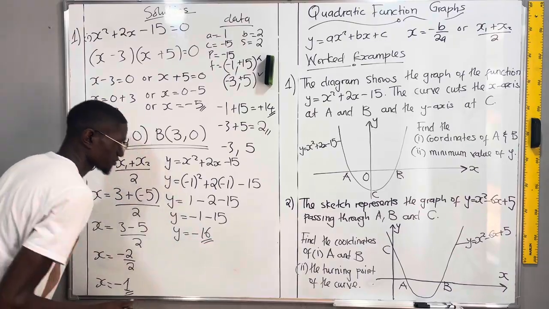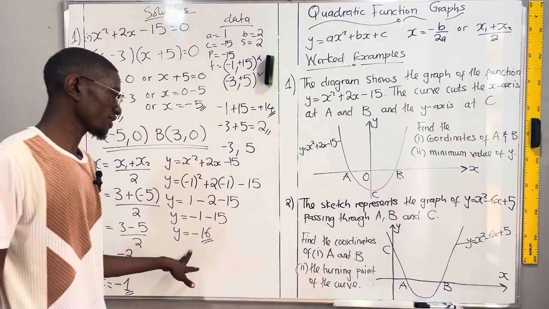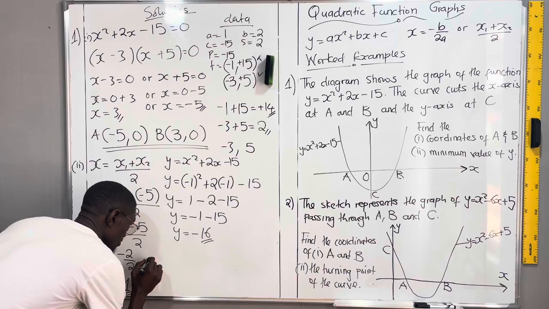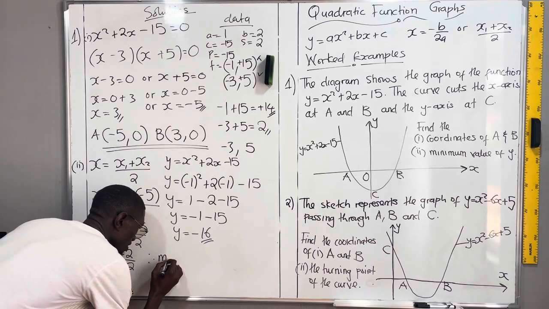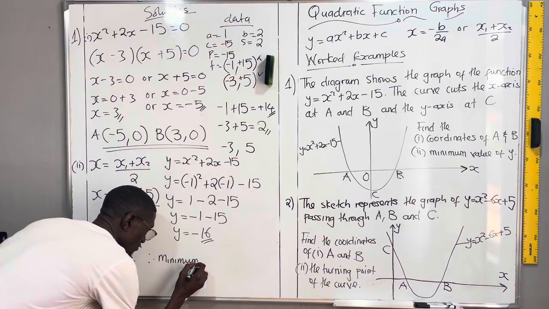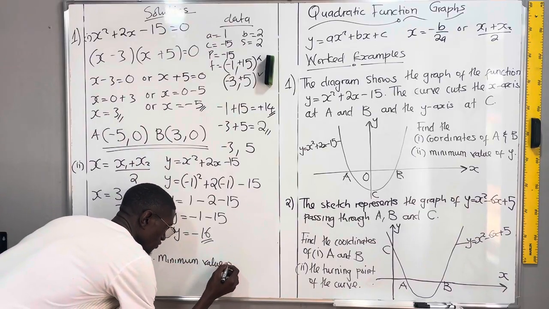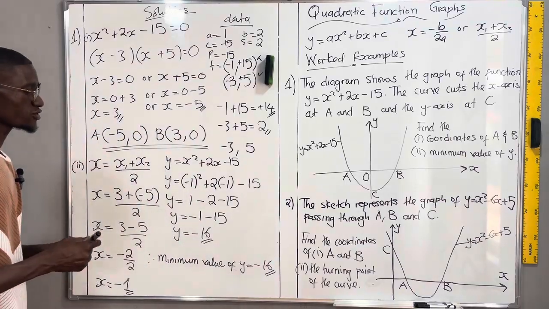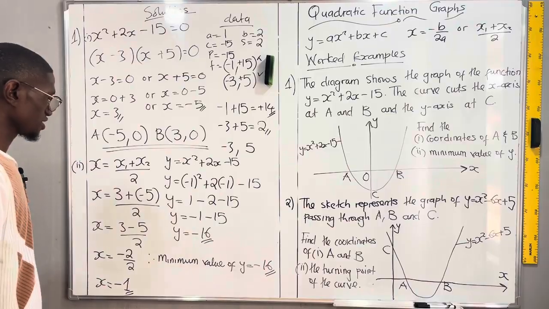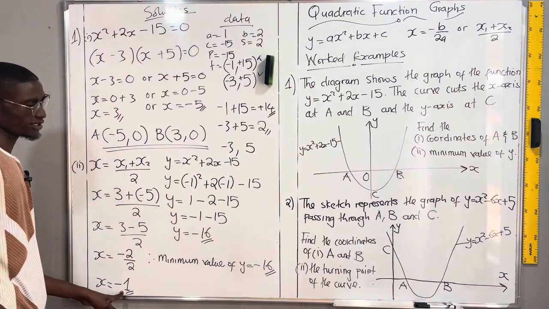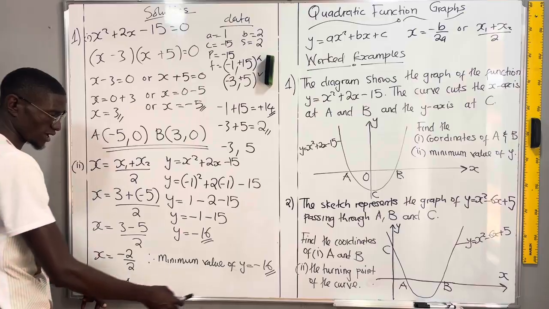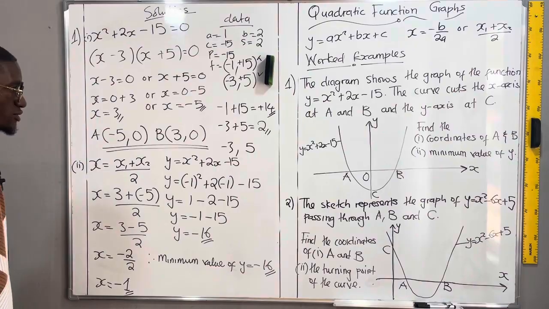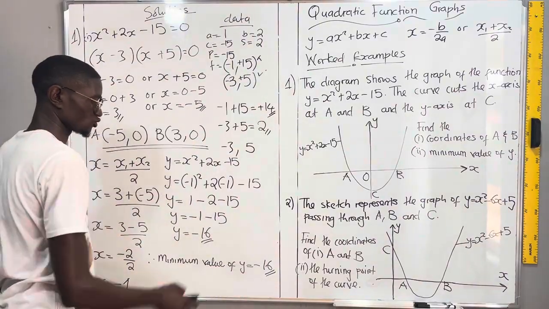Negative 16. So therefore, this is the minimum value of y, as we are required to find in the question. So we can even say, therefore, the minimum value of y is equal to negative 16. If they ask you to find the coordinates of the turning point, you simply list these coordinates. The coordinates of the turning point are negative 1, comma, negative 16. And you are done. So that is how we solve question 1. Let us now go to question 2.